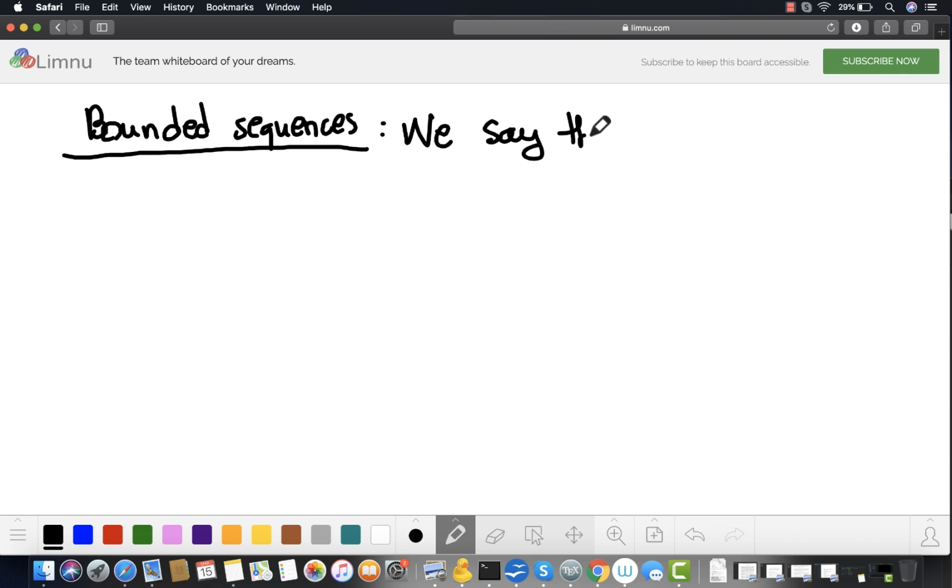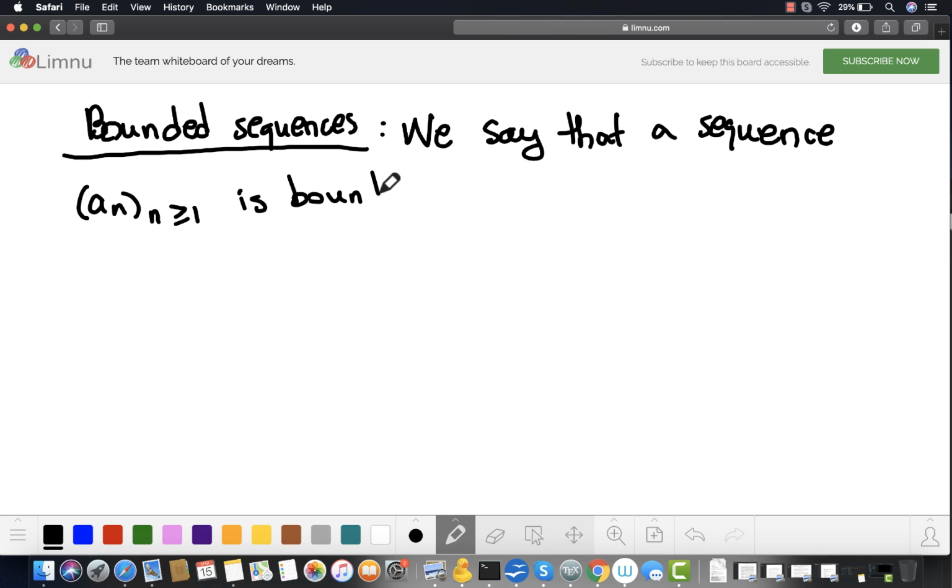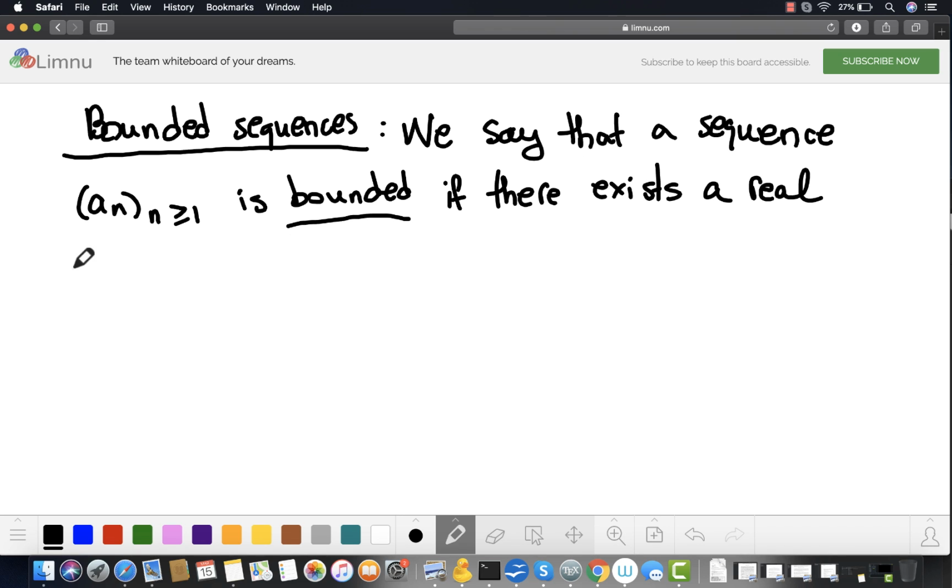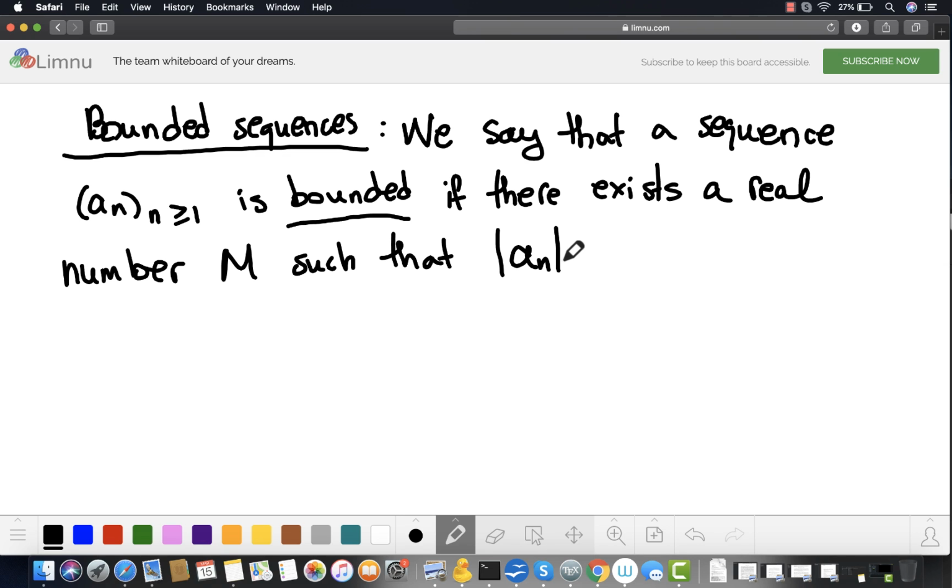So we say that a sequence a sub n, and at least this is my sequence specified by giving the nth terms, is bounded if there exists a real number capital M such that the absolute value of a sub n is at most M.